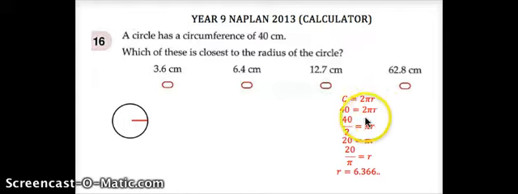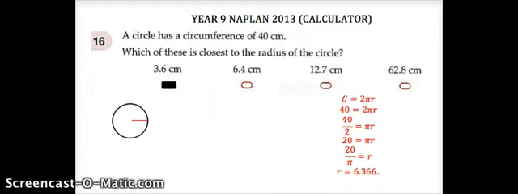Now we have to work out what r is. So dividing both sides by 2, we will get 40 over 2 is equal to pi r. In other words, 20 equals pi r. Now if we divide both sides by pi, the pi's will cancel, and we'll get 20 over pi equals r. Entering that on your calculator, 20 divided by pi is 6.366. So therefore the radius is closest to 3.6 centimetres.